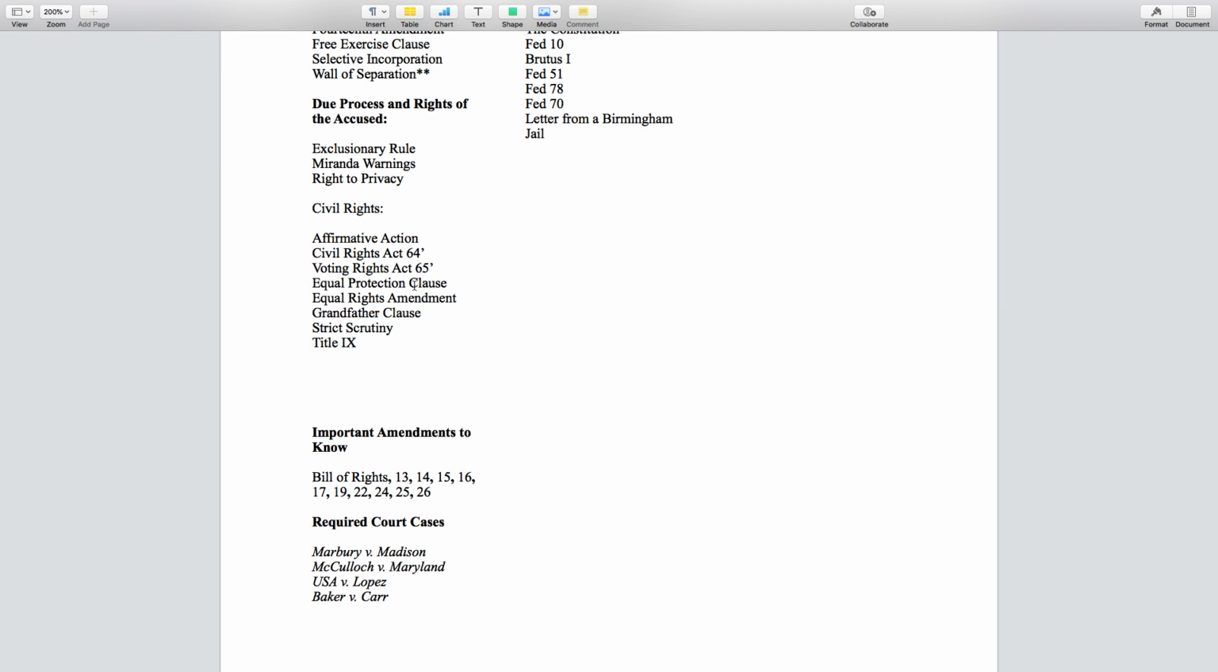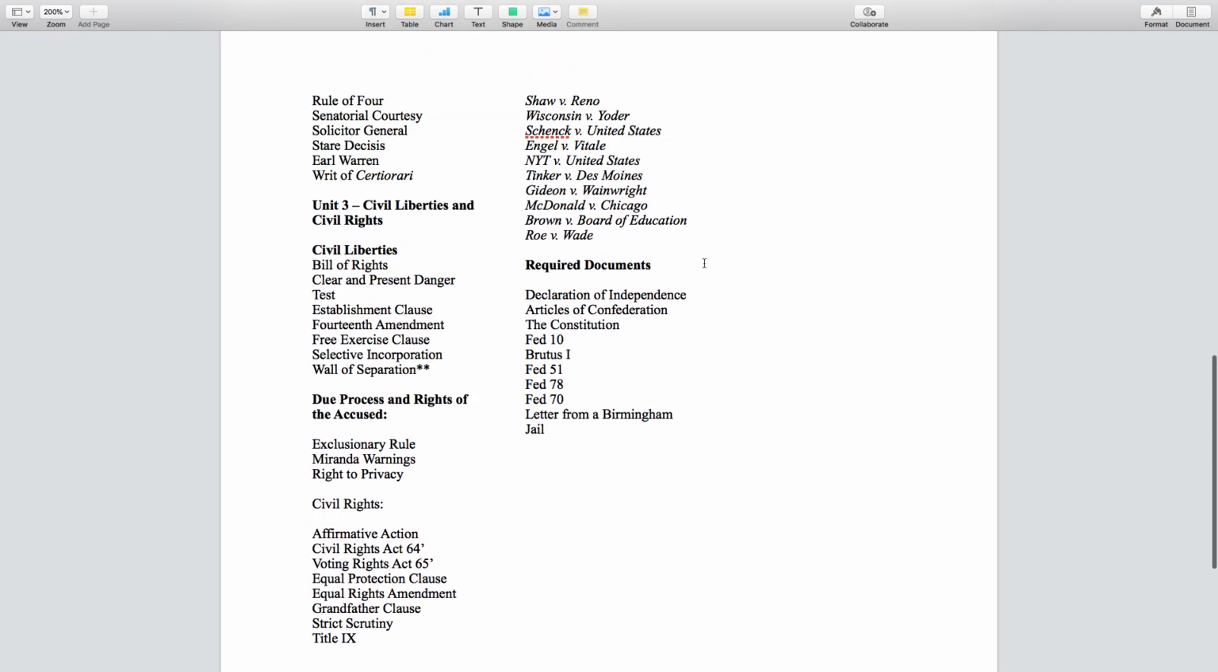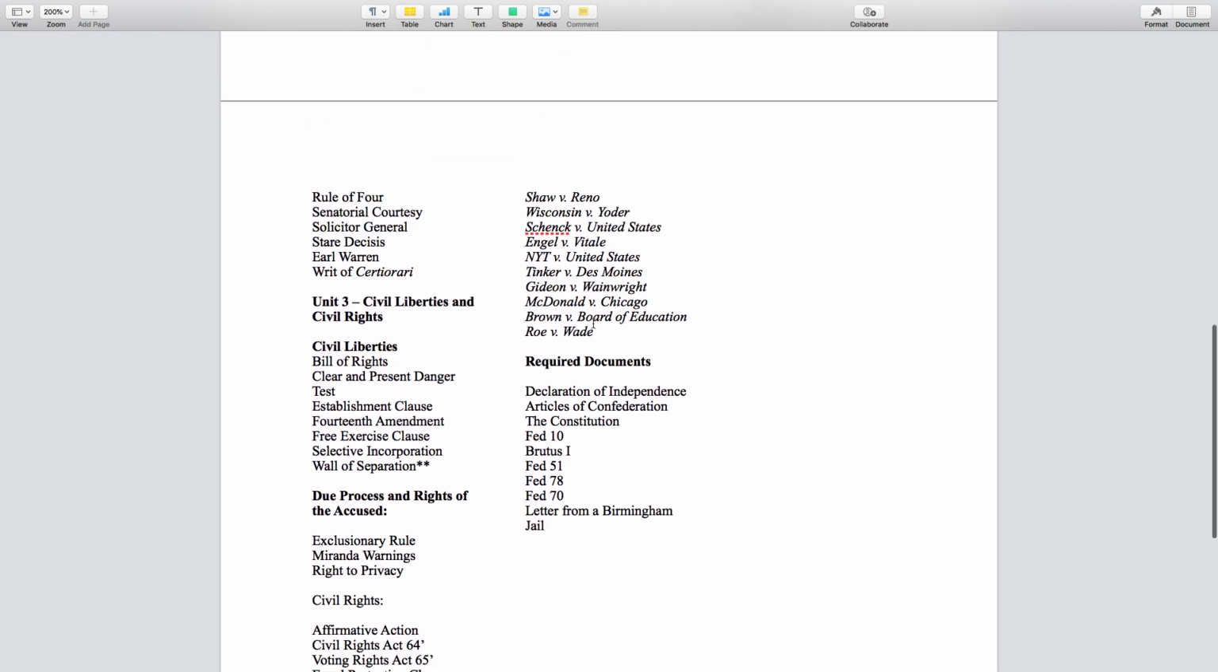Equal Protection Clause, right? Again, a part of that 14th Amendment just simply says that states have to treat people equally. It's been used to extend civil rights, right? Where's the Equal Protection Clause come into place in regards to our court cases? Brown versus Board of Education rests on that Equal Protection Clause, all right?